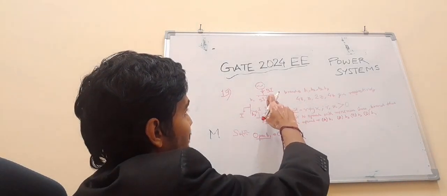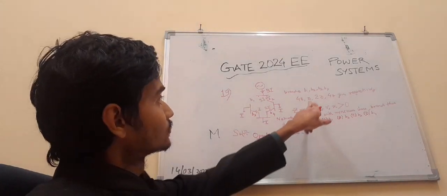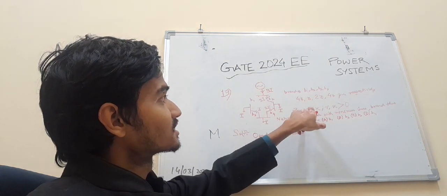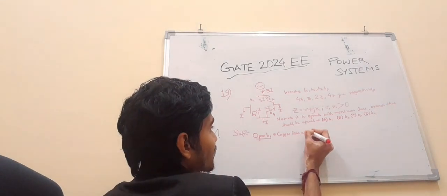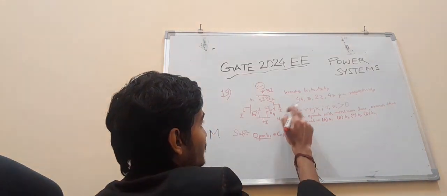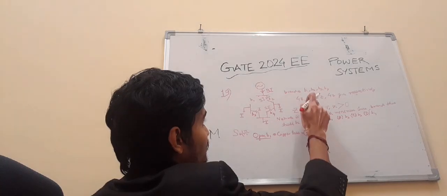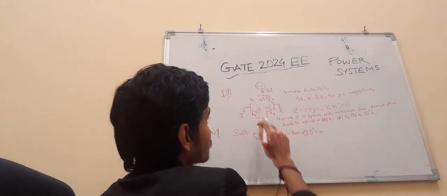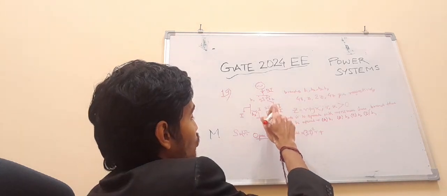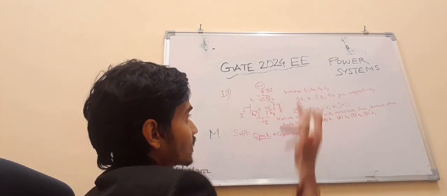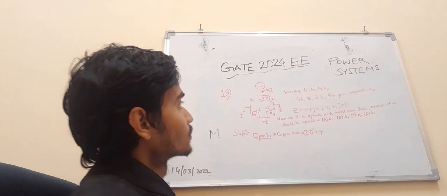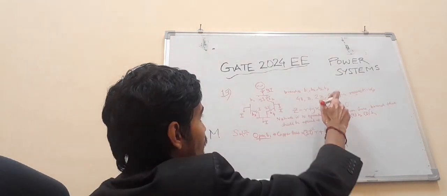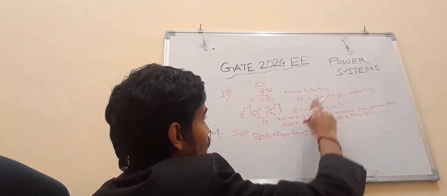3I whole square into resistance of B2. Resistance of B2 is what? Z. Z is the impedance, so resistance is R. So 3I whole square into resistance of B2, which is R. Next, 2I whole square times resistance of B4. 2I whole square times resistance of B4 is what? 4Z, 4Z means 4R.